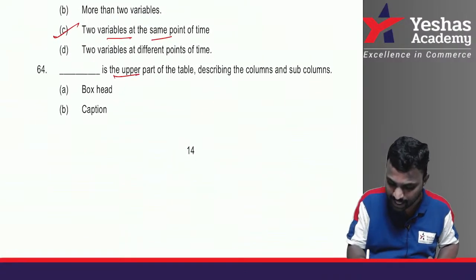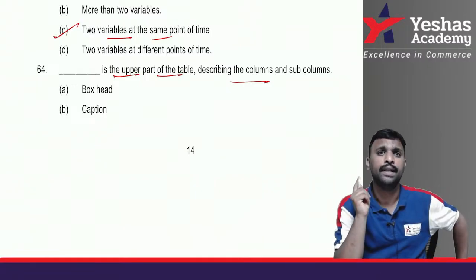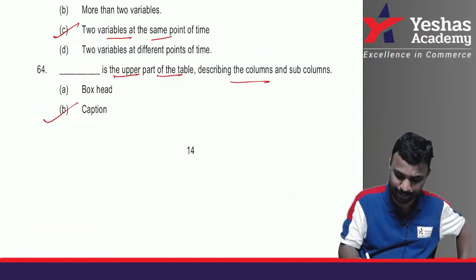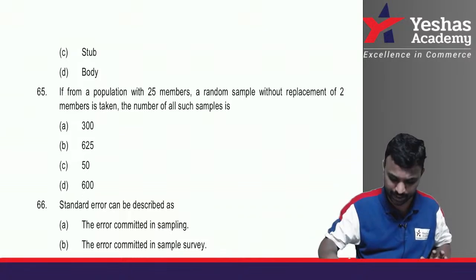64th, dash is the upper part of the table describing the columns and the sub-columns. So definitely the upper part of the table that describes the columns and sub-columns is the caption, right? Also called the column headings. Moving on to the next question, 65th.